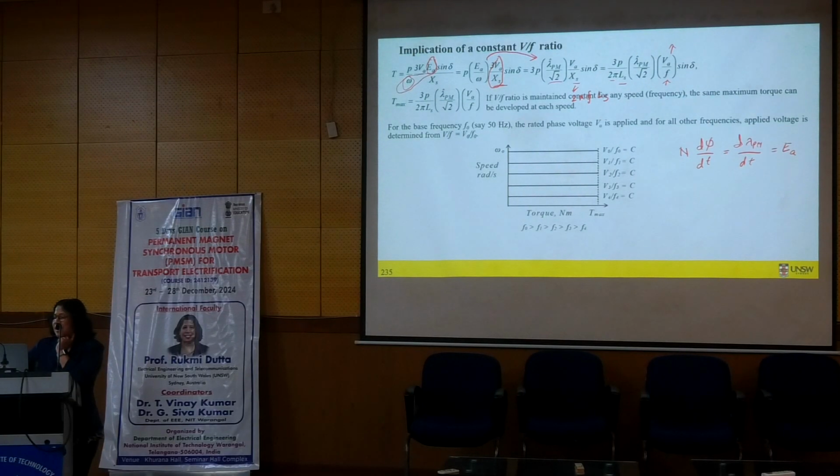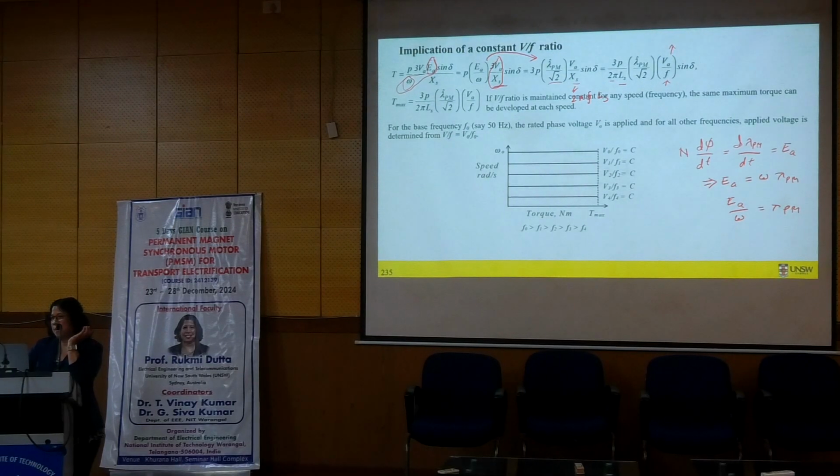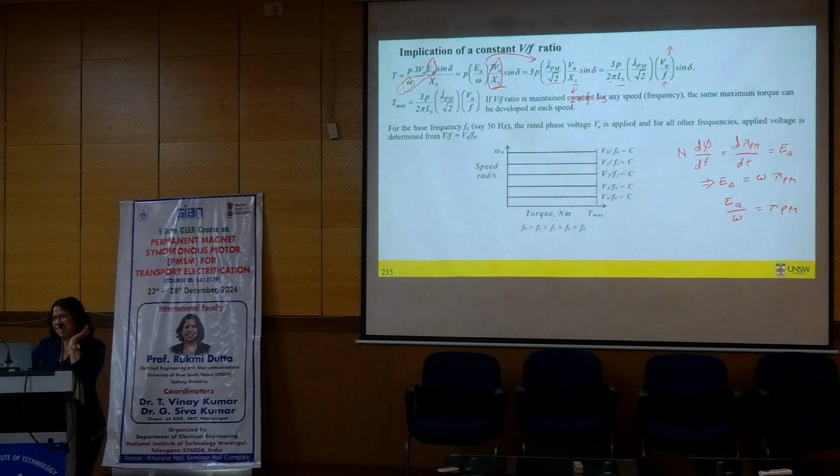EA will decrease. But EA we can also write as omega lambda PM. Now what we have written in this equation is that EA over omega is lambda PM, right? Lambda PM is not changing, correct? Lambda PM is constant. With speed, lambda PM is not changing. So what happens at low speed? Why can't I get maximum torque?